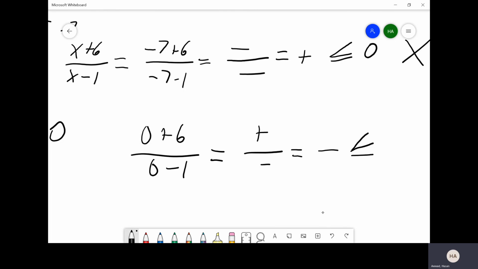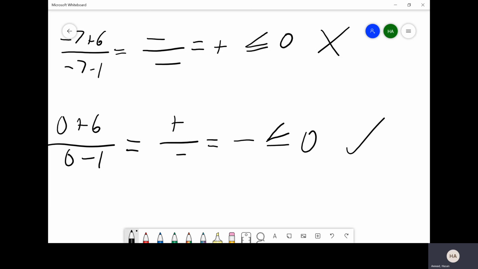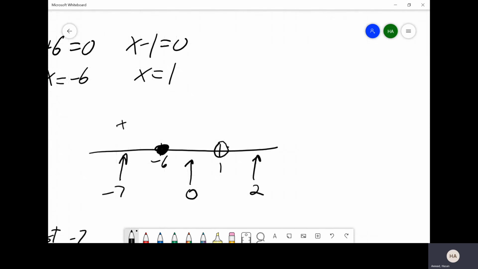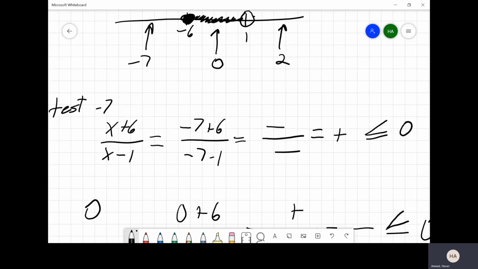And is a negative less than or equal to 0? Absolutely. So, hooray, that works. Which means that this entire interval from -6 to 1 is going to work out. So this is totally okay for us. Okay? All right, moving down along, we have one last interval.